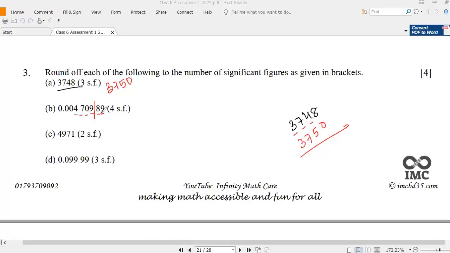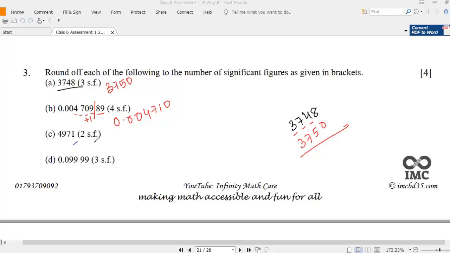Now, what is the next digit after 9? It will be 8. For 8, that is greater than 5. So we need to add 1 to the previous number. So 9 plus 1, 10. We need to add 1 to the 0. So 1. Then 7, 4, 0, 0.0. You need to remember that these zeros in 0.00 cannot be considered as significant figures. Be careful, okay? Now, next one.